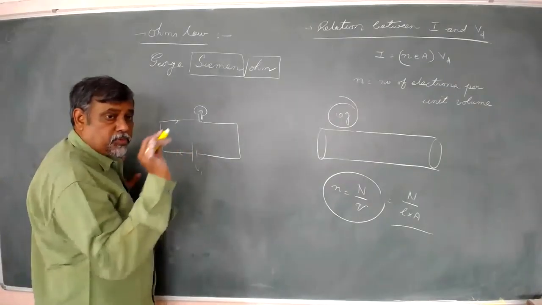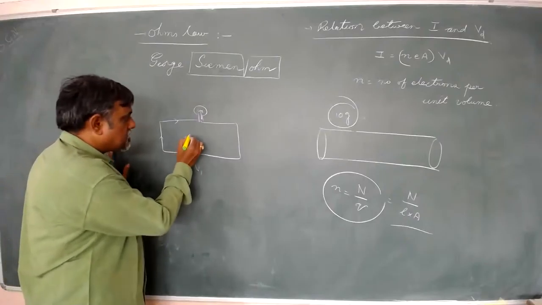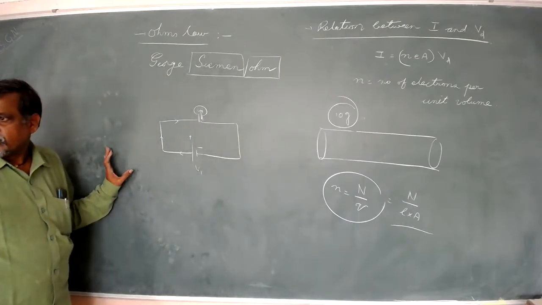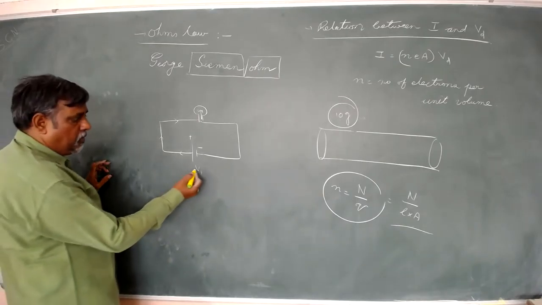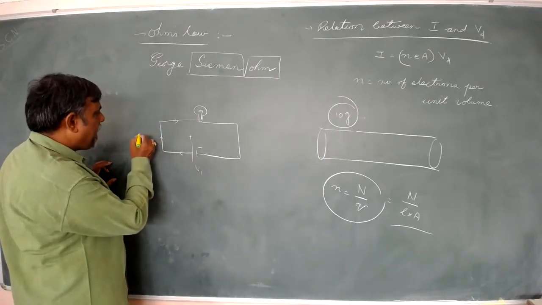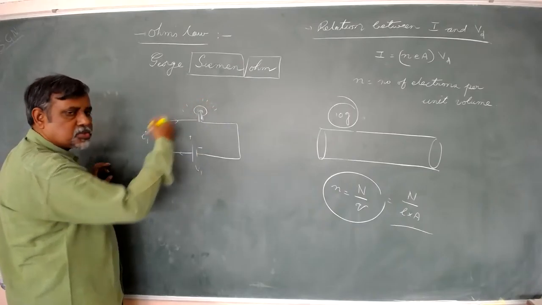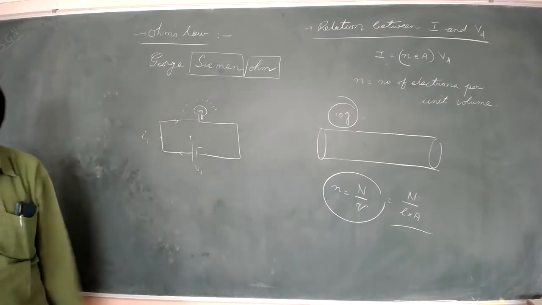Because the motion of electrons will be always from higher potential to lower potential. So this is taken as higher potential point, this is taken as lower potential point. Now, according to this potential, some amount of electric current passes through the circuit, and accordingly, the bulb glows with some brightness. I want to have more brightness. That brightness is not sufficient for me.